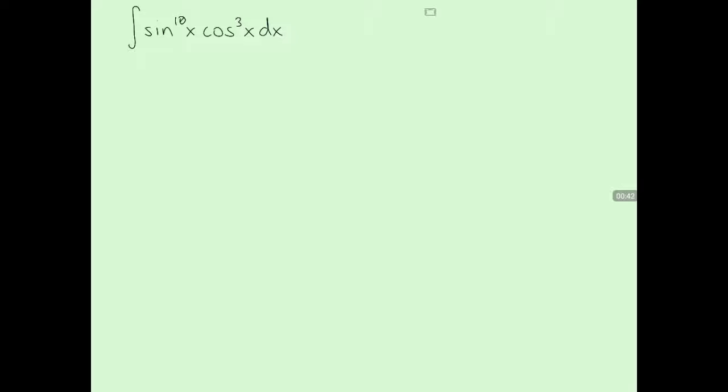So how can we rearrange this so that we can have everything in terms of one function, leaving only one term of the other function? Well, we know that sine squared x plus cos squared x is equal to 1, and this is from the Pythagorean theorem on our unit circle. So we can write this cos cubed x as 1 minus sine squared x.